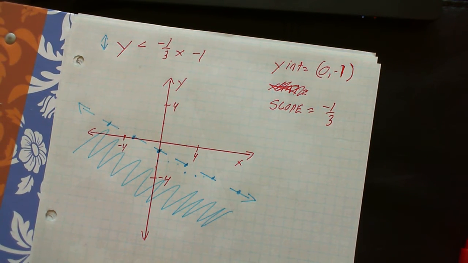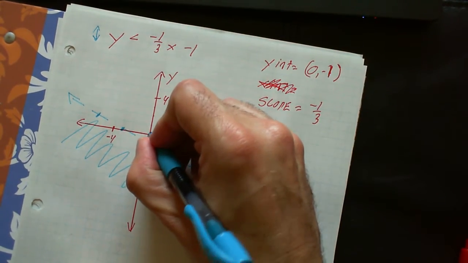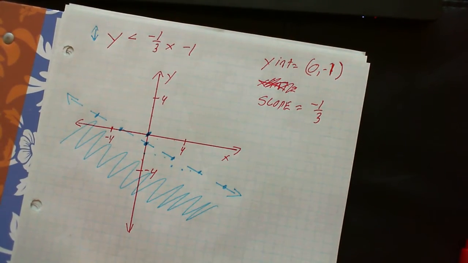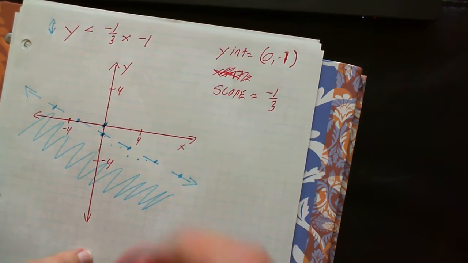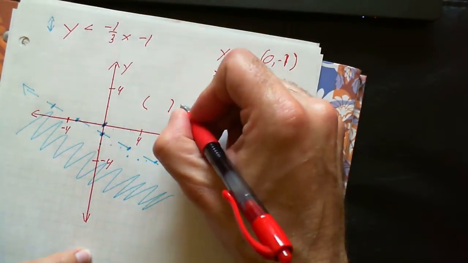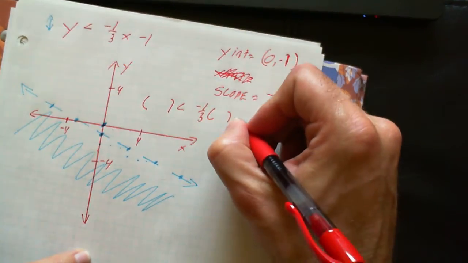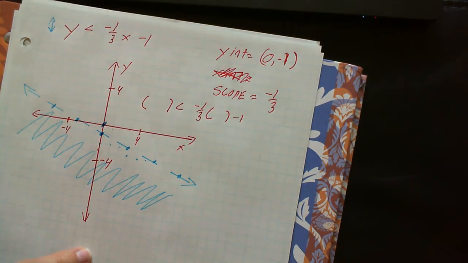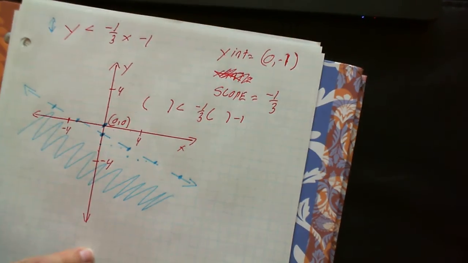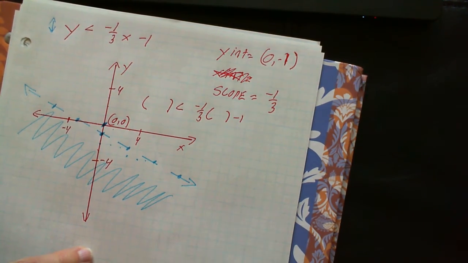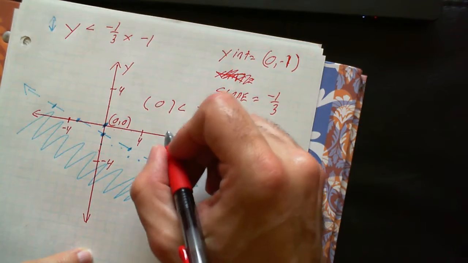Okay? Now, you can pause it, you can fast forward to this, but I'm going to test it because I want to. See this point here, 0, 0? It's not in my shaded region, so when I plug it into my equation, it should not be true. So I'm going to go ahead and plug it in. I'll do it quickly. Y is less than -1/3 times x minus 1. I plug in this point here, 0, 0. 0 for my x, 0 for my y. Why did I pick 0, 0? Because 0, 0 is easiest.